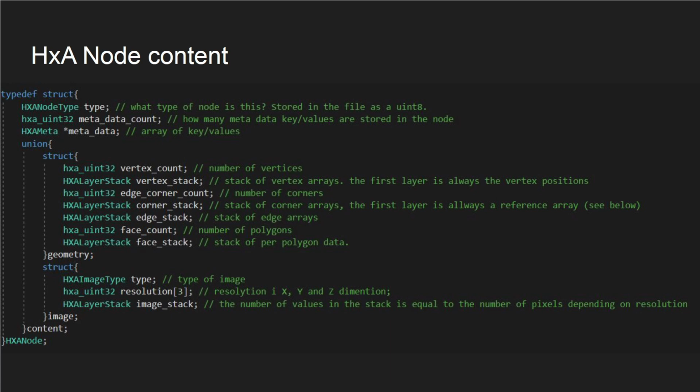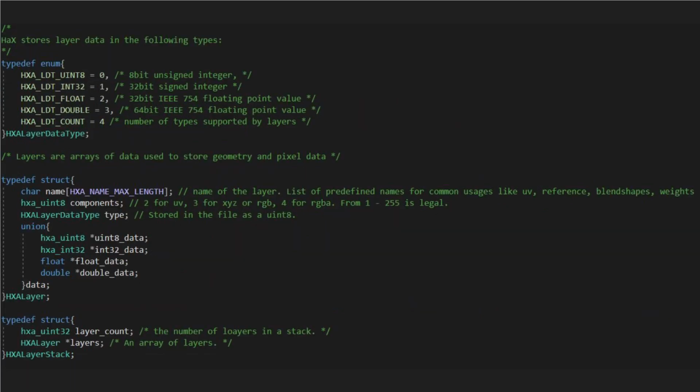And inside of these, we have some information. We have a vertex count, an edge count, and something called a stack. And in our geometry nodes, the stacks are where we store the geometry. And if you look at the image, it also has a stack. So we're going to take a look at what that data actually is.